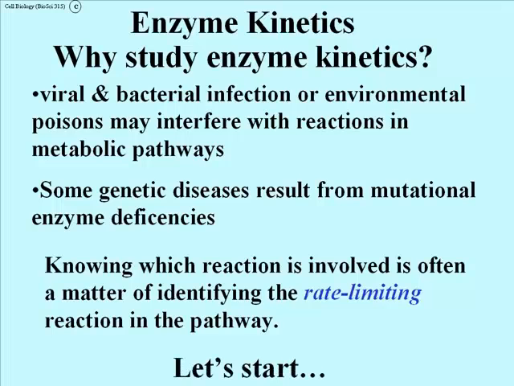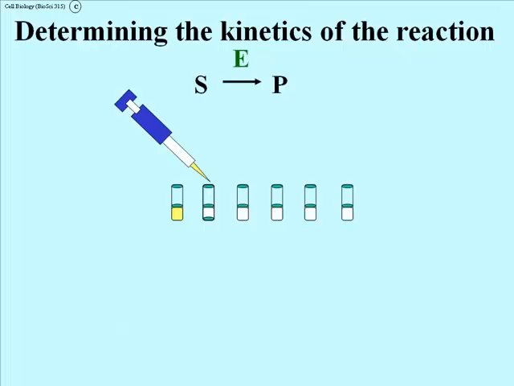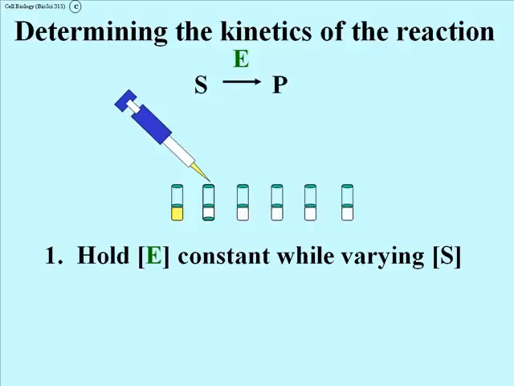Let's start the process with a few observations here. We can determine the kinetics of a reaction in which substrate is converted to product by enzyme E in this manner. We have a bunch of test tubes, each with the same amount of enzyme dissolved in water, and we are now pipetting different amounts of substrate into each of those tubes, and we're going to measure how fast the substrate is converted to product in each tube. So here it is. We hold the enzyme constant while varying the substrate concentration in each tube, and we add the substrate, and we watch the conversion to product.